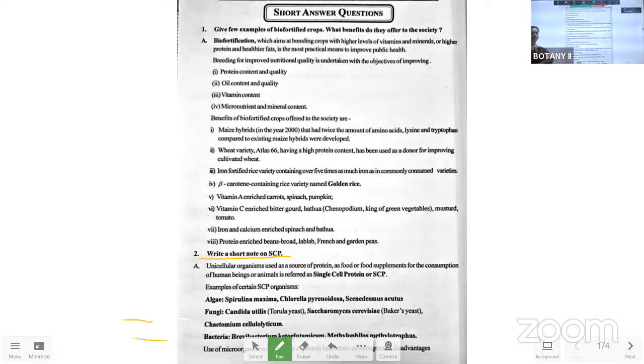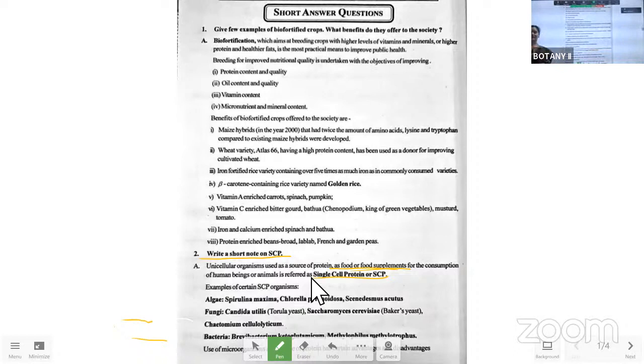Now comes the next one. From which organisms will we extract? From the unicellular organisms. From the unicellular organisms, we will extract the proteins to use as food supplements. That is called SCP, otherwise the single cell protein.